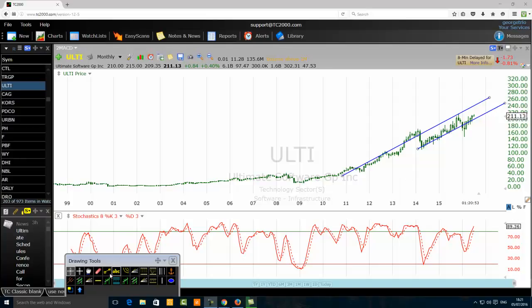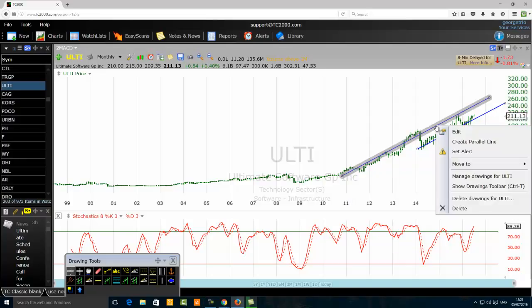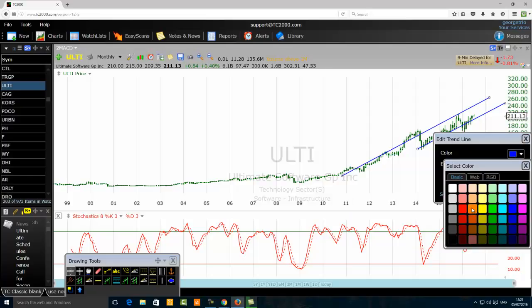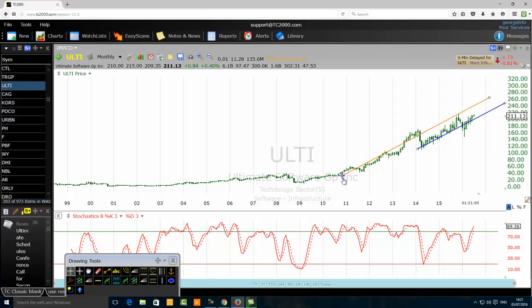You can see that the Ultimate Software Group was rotating around this bullish trend line that I'm going to color now into orange. Okay, so the price was above it, went below it, tried to go above it. Yeah, it went above it and was rotating around that orange trend line.